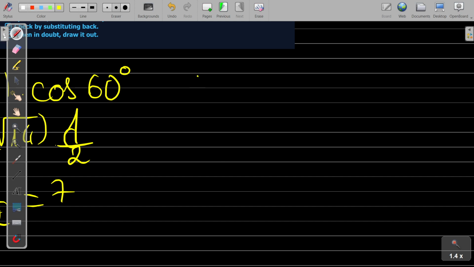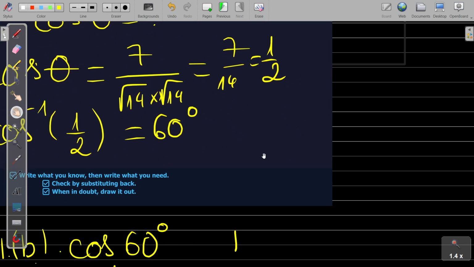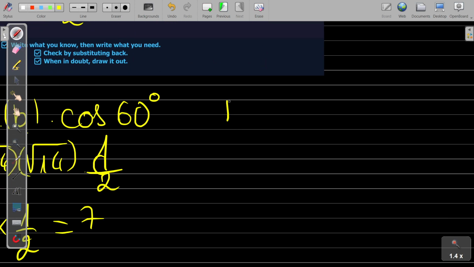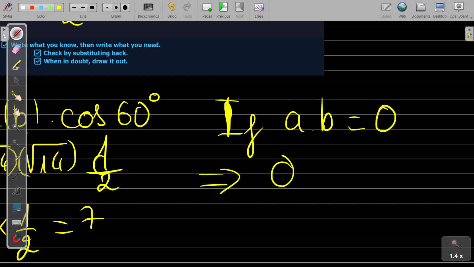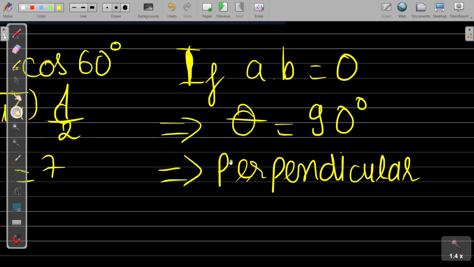Now, what we also need to be mindful of is a perpendicular test. So I'm going to write it here. If you find that the dot product A multiplied by B equals 0, then you automatically know that this theta angle is 90 degrees. You automatically know that it is perpendicular. This is the rule. This is like a shortcut.